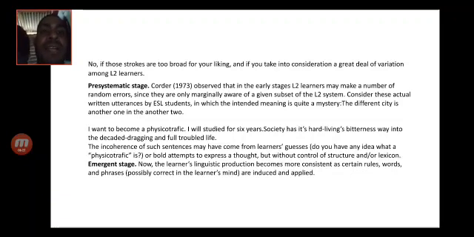I want to become a physical therapist. I will study for 6 years. Society has it hard living. Bitterness weight into the declared dragging and far traveled life. The incoherence of such sentences may have come from learned grades. Do you have any idea what a physical therapist is?